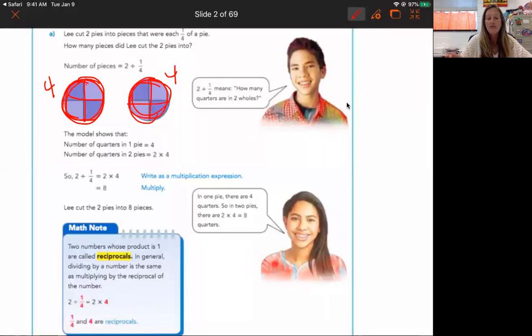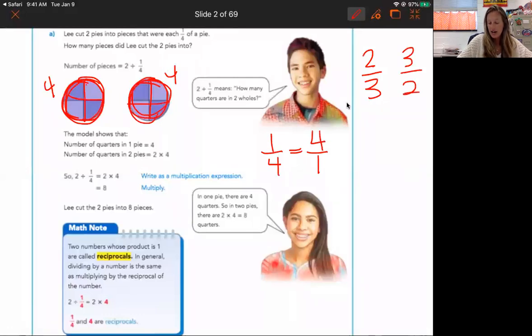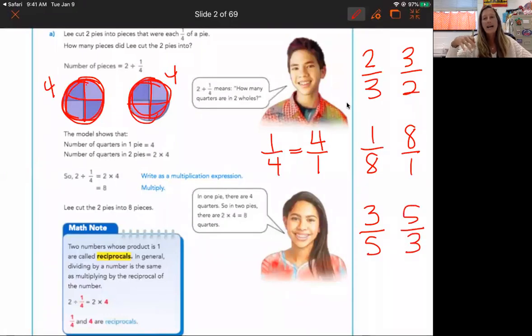That's how we divide fractions, is we multiply by the reciprocal. So if we had 1/4, my reciprocal is 4/1. If I have 2/3, my reciprocal is 3/2. If I have 1/8, my reciprocal is 8/1. If I have 3/5, my reciprocal is 5/3. So instead of dividing by a fraction, we're actually going to multiply by the reciprocal to get our answer.